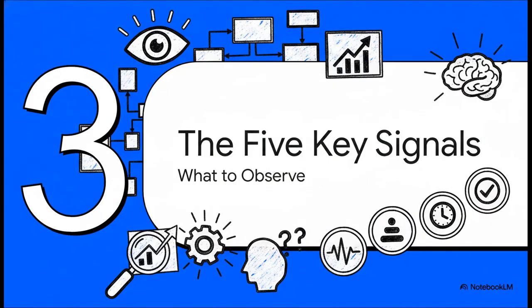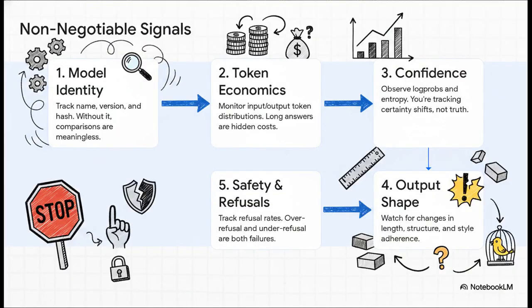Okay, so we know we need to monitor behavior. Awesome. But what does that actually mean? What are we looking for? Well, let's break down the 5 non-negotiable signals that every expert out there is tracking. All right, number 1, model identity. You have to know exactly which version, which hash you're looking at. If you don't, you're flying blind.